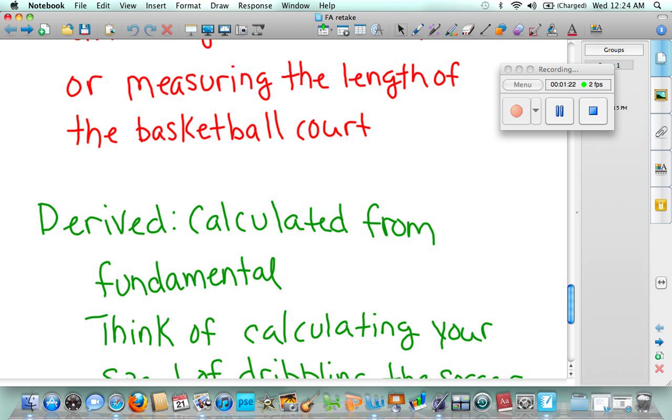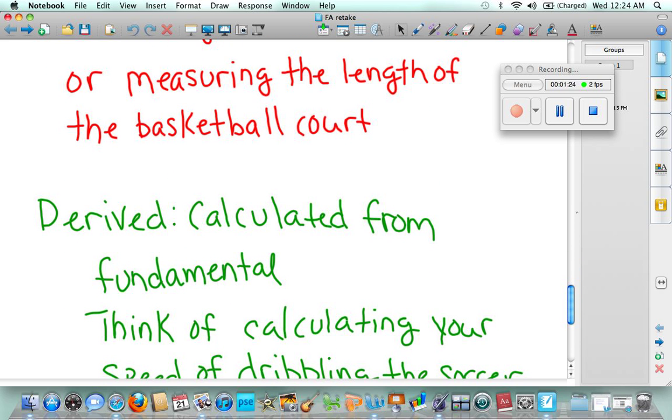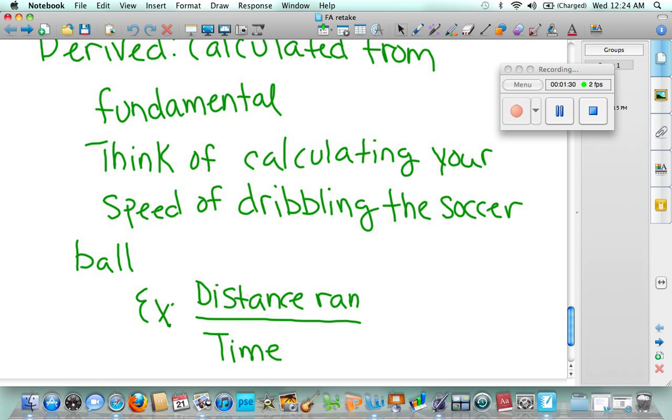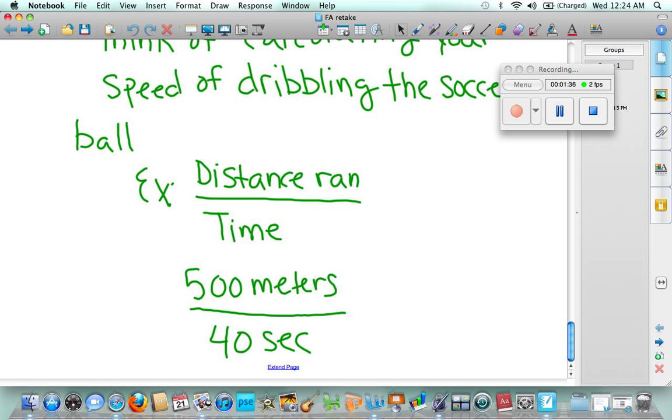Derived, however, is calculated from fundamental. Think of calculating your speed of dribbling the soccer ball. Okay, you could find the distance you ran divided by your time, which will give you your speed, but you can only calculate that from the fundamental. Please revisit these problems, as I know I went through the video fast. You may ask questions as you're doing so.